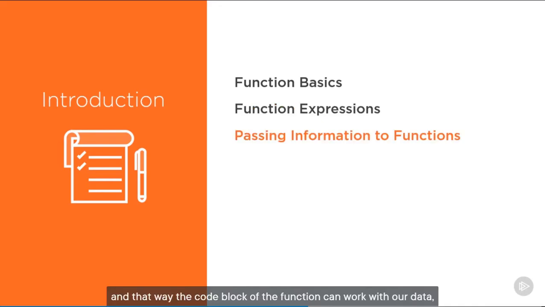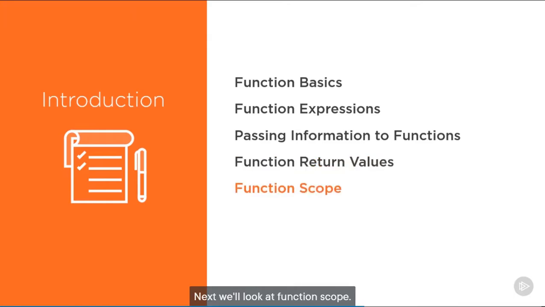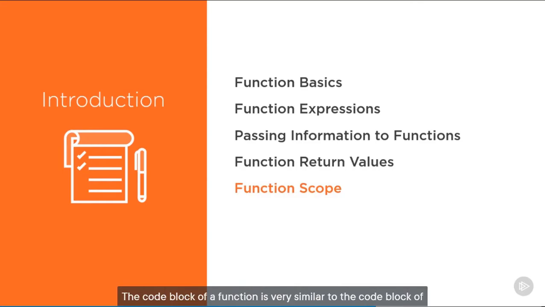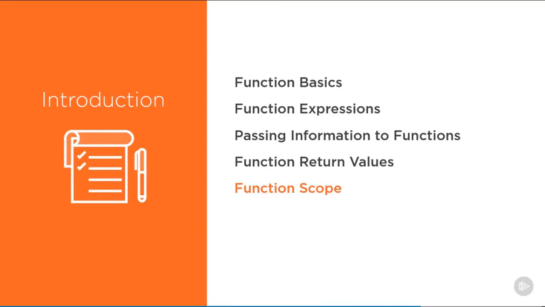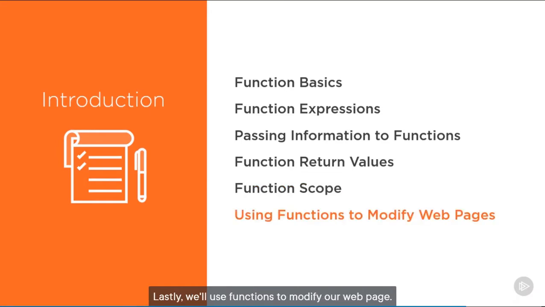We'll see how to pass information into a function, and that way the code block of the function can work with our data, and we can see how to get values out of the function. All functions return some value, and we'll see how that works. Next, we'll look at function scope. The code block of a function is very similar to the code block of an if statement or a for loop in that you can define variables that belong only to that function. Once the function finishes executing, the variables no longer exist. And there are a few other tricky things about scope that we'll learn about.